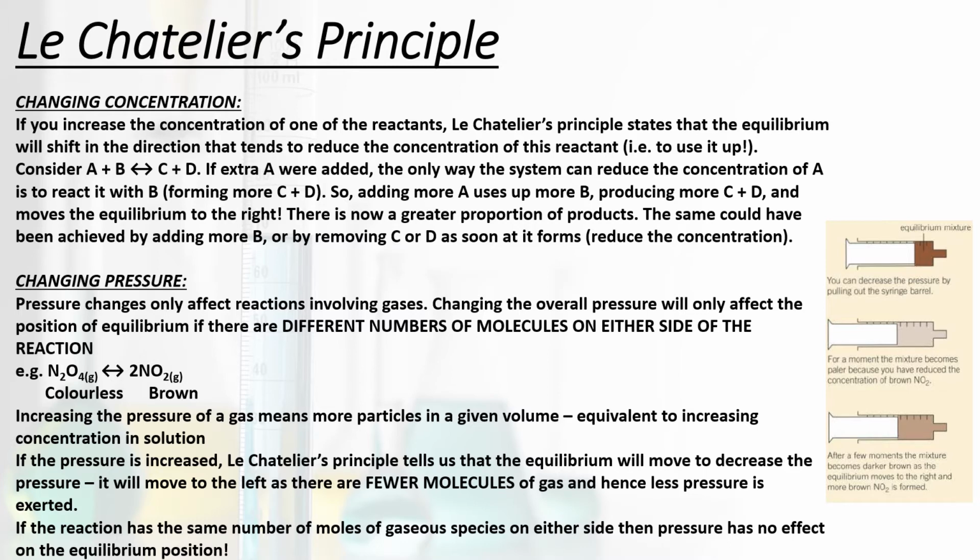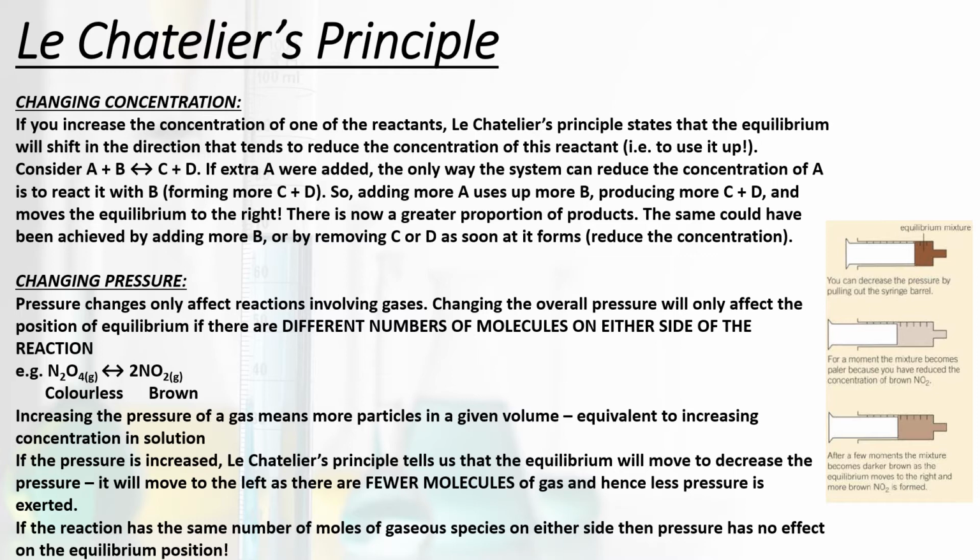And so we can actually see this if we look at the picture on the right. So this is the opposite now. We are decreasing the pressure. So we have our gas syringe containing our brown gas, our nitrogen dioxide, NO2. And we can decrease the pressure by pulling out the syringe barrel. Now for a moment the mixture would become a slightly paler brown colour because in doing that we've reduced the concentration of the brown NO2. We essentially have a fixed amount of NO2 molecules in that equilibrium mixture, in that volume.